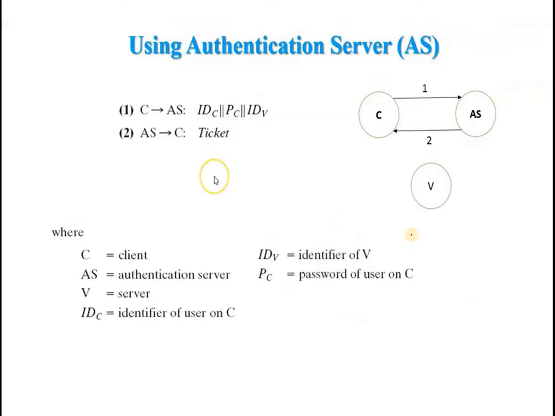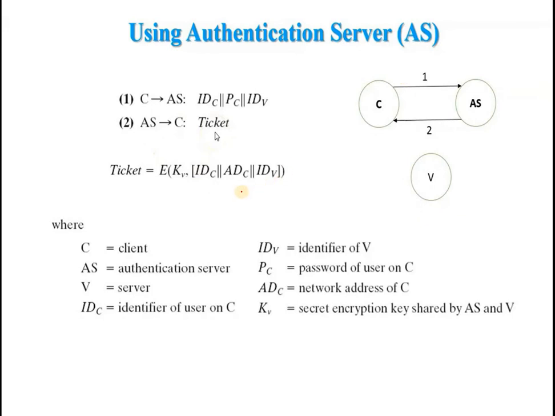Next, in the second step, the AS will generate the ticket, and this ticket will be sent back to the client. You can see here, AS sends something back to the client. What is it sending back? It is sending back the ticket. It generates the ticket and sends it back to the client. So what is there in the ticket? You can see this ticket, sent by the authentication server to the client.